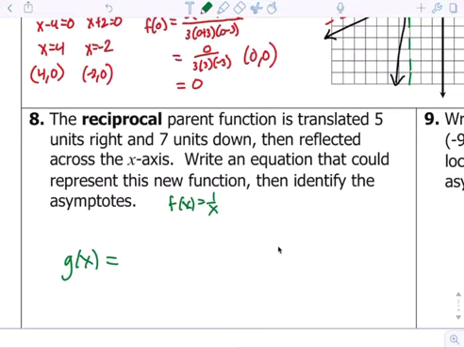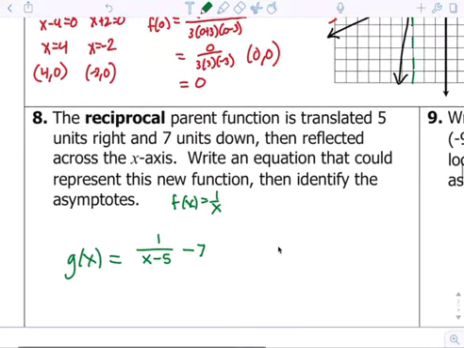So since it says translate 5 units to the right, I know that's 1 over x, 5 units to the right, that means it is minus 5. 7 units down, which means I'm going to do minus 7. Reflect across the x-axis, which means that's going to be a negative sign for reflection. Write an equation that could represent the new function, then identify the asymptotes.